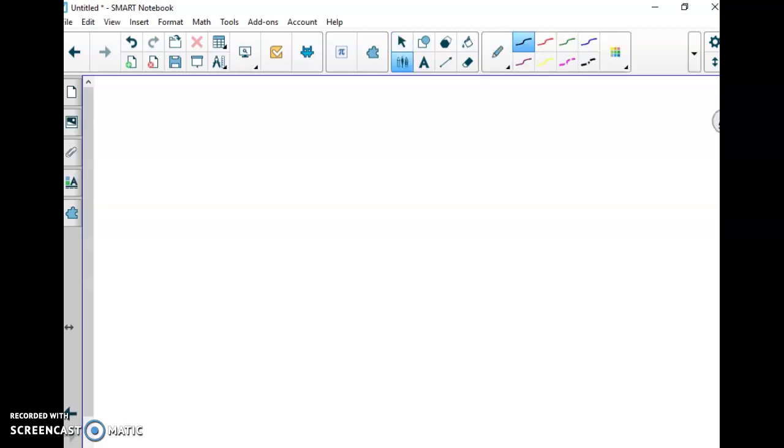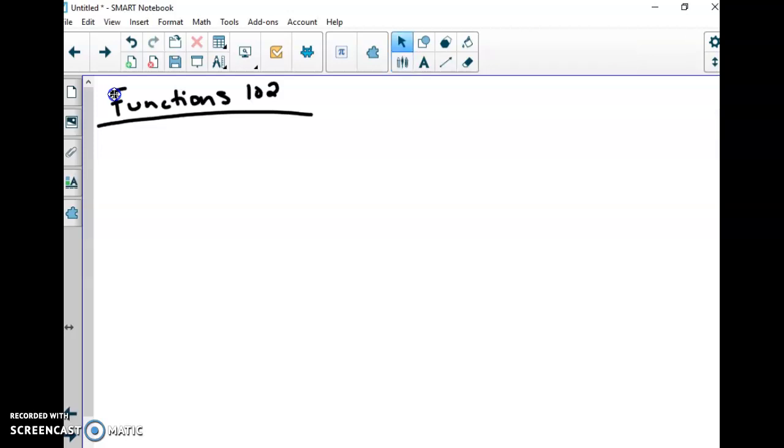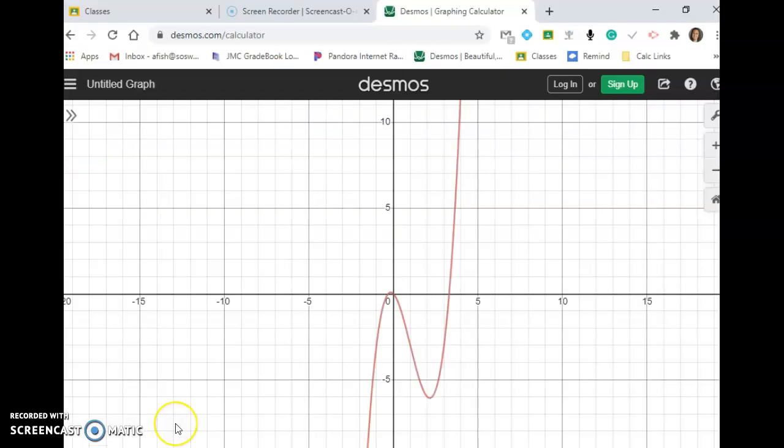We're going to be looking at the second type of function. So this is Functions 102. The first thing we're going to talk about is how to identify where graphs are increasing, decreasing, constant, etc. We're going to look specifically at a graph right away. Notice I just have another execute function, just giving it to you here.